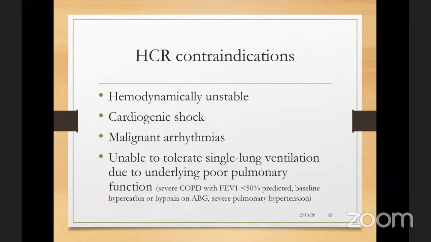The contraindications for hybrid are hemodynamic instability, patients in cardiogenic shock, or those with malignant arrhythmias, or patients who are unable to tolerate single lung ventilation due to underlying poor pulmonary function, like severe COPD with forced expiratory volume in 1 second less than 50% of predicted, or baseline hypercapnia or hypoxia in the ABG, and those with severe pulmonary hypertension.